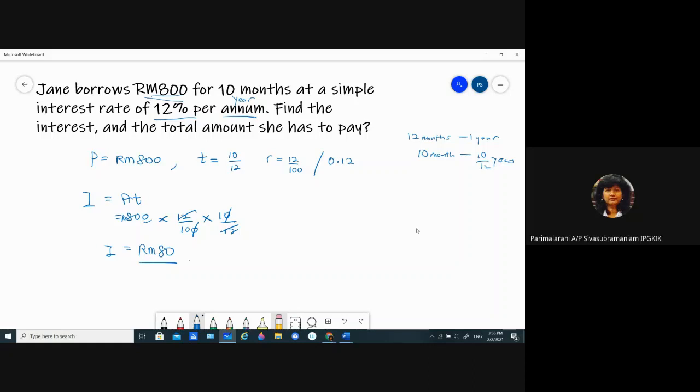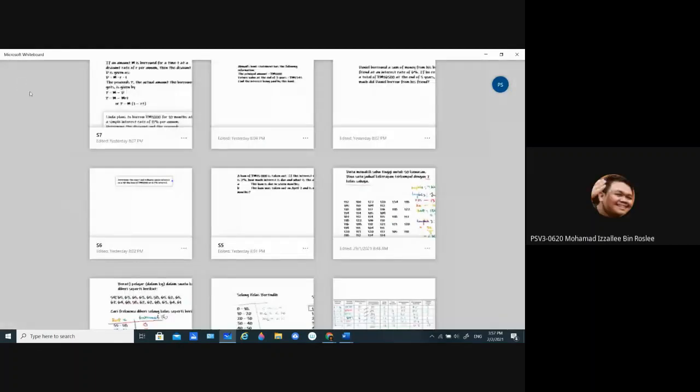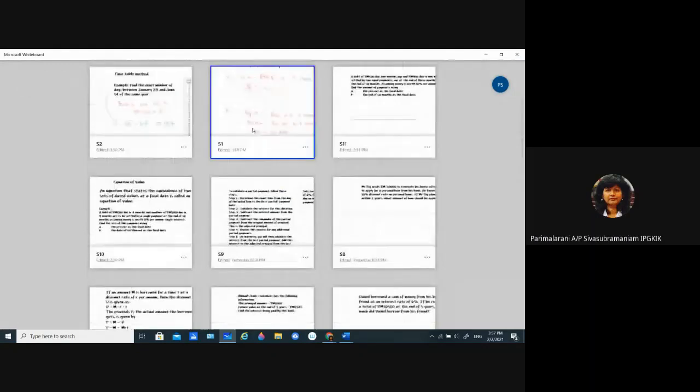So what is the total amount that she has to pay? Total amount, our simple total is P plus I. The principal is 800 plus the interest is 80 ringgit. Therefore, she has to pay 880 ringgit to the bank. So that means she borrowed 800 for 10 months, but she must pay back 880 ringgit. Can you understand that? Yes. Okay, good.